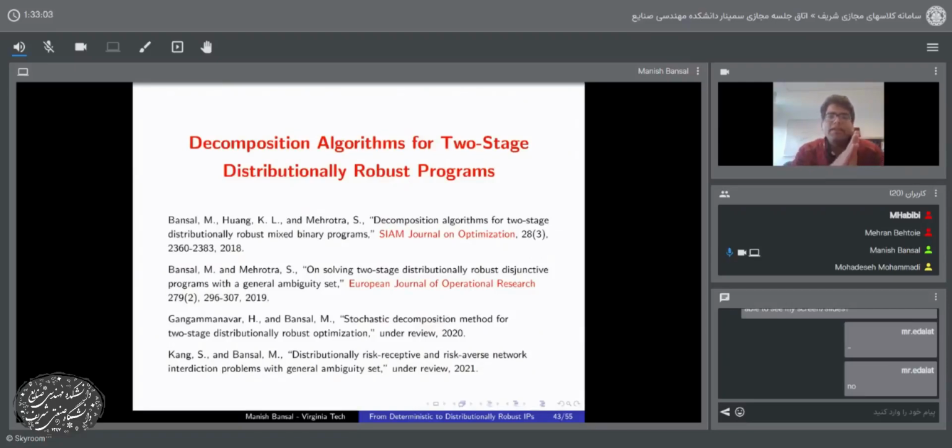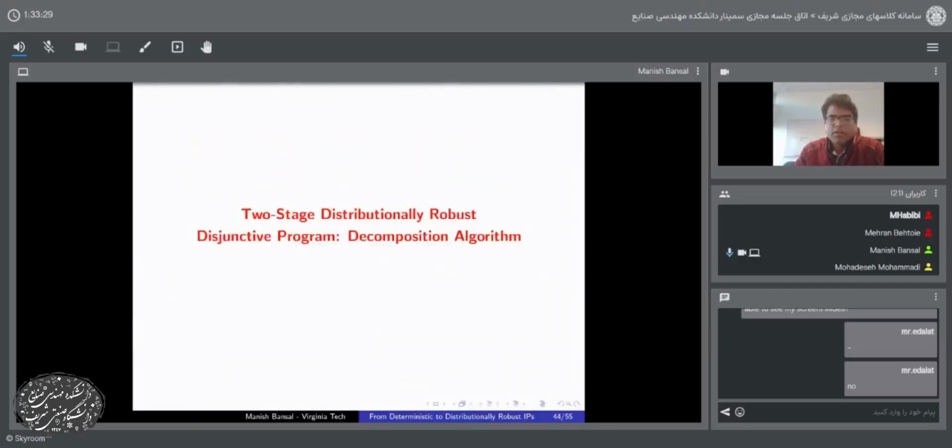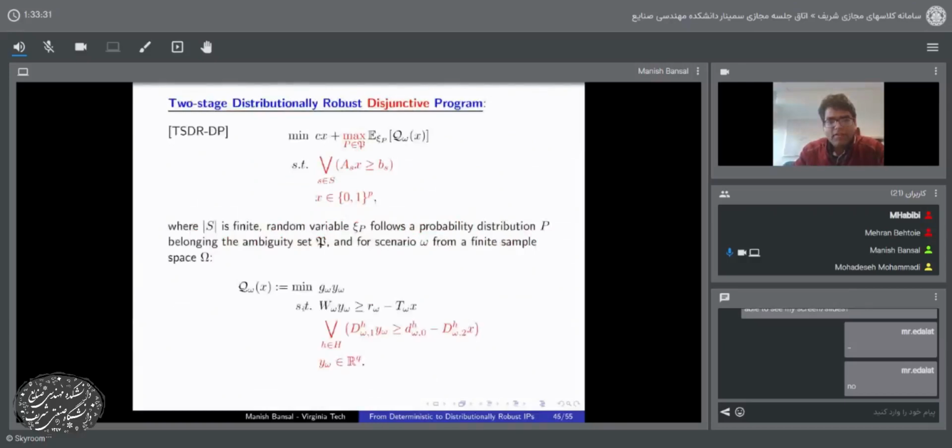So what I discussed so far is more about how to develop cutting planes and then use an off-the-shelf solver. Another way to solve distributionally robust programs is to develop decomposition algorithms for solving those problems. We have developed different algorithms depending on the type of the problem. So today I thought, if I have time, I would touch base on two-stage distributionally robust disjunctive programs.